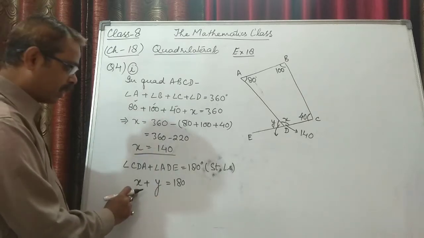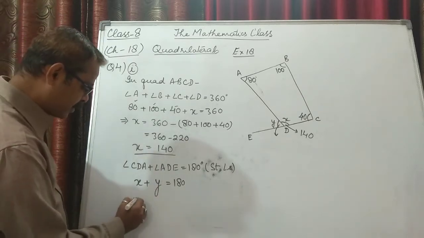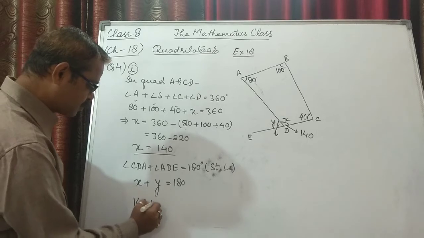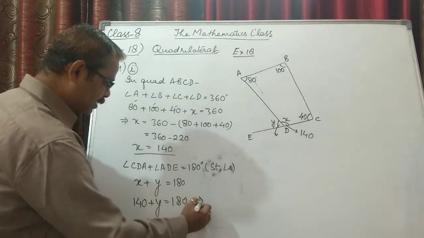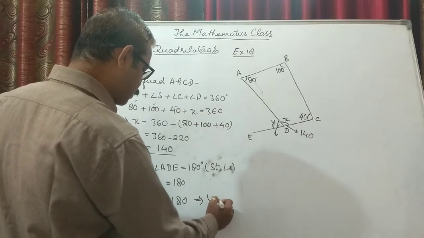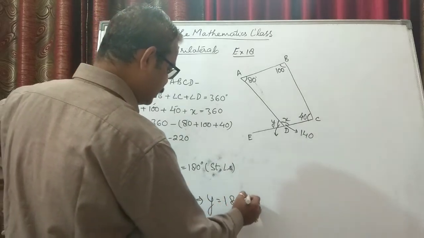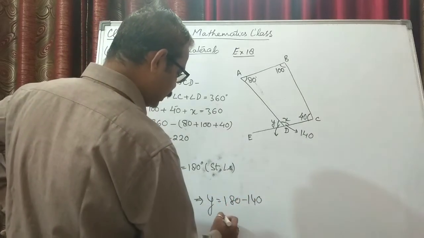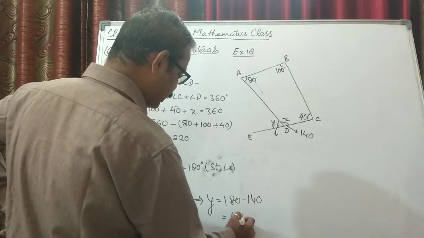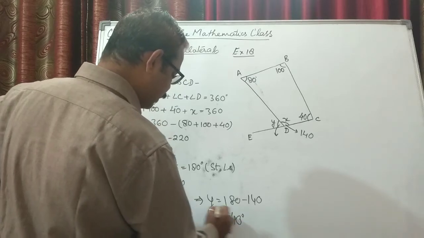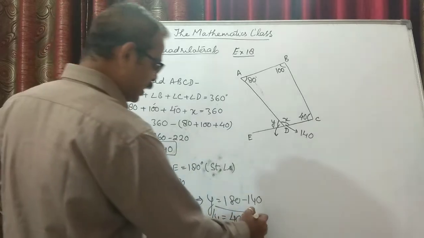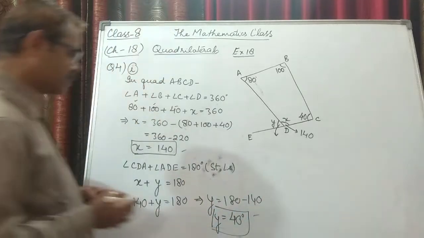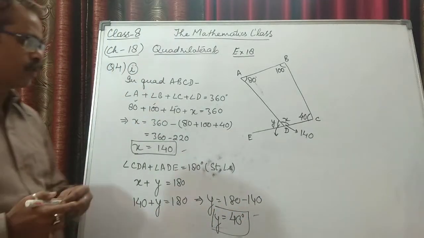So we'll substitute the value of X over here. So 140 plus Y is equal to 180, which implies that Y is equal to 180 minus 140, that is 40 degrees. That is the value of Y. So we were supposed to find out the values of the unknowns, and we have calculated: X is 140 and Y is 40.